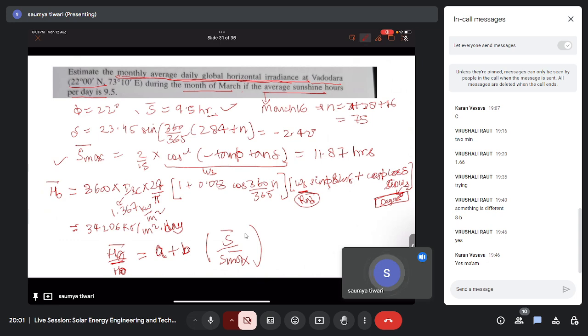So we know the value of A, I think it was 0.28 and 0.48. Okay, so we can put back into the equation and your Hg bar value will come to be 22718 kilojoule per meter square per day. This will be your final answer.